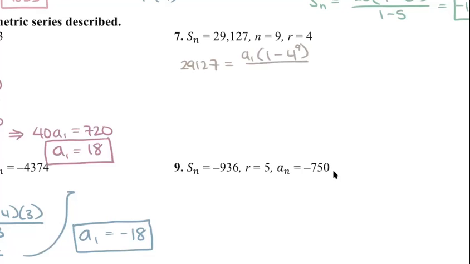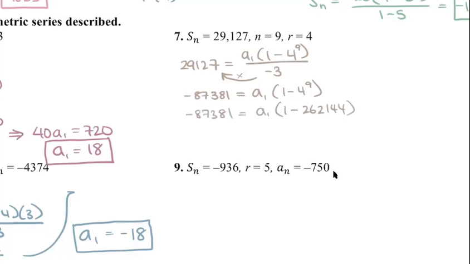Good, nice. And then I multiplied both sides by negative 3. So I had negative 87,381 equals a sub 1 times 1 minus 4 to the 9th power. Perfect. And then I got rid of the exponent, and I had in the parentheses 1 minus 262,144. Got it.